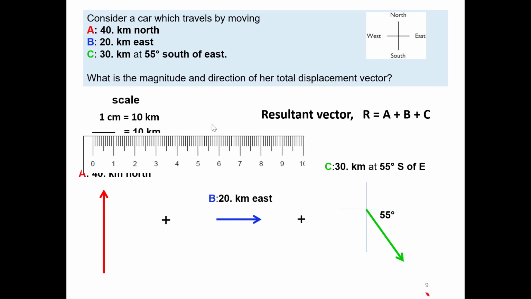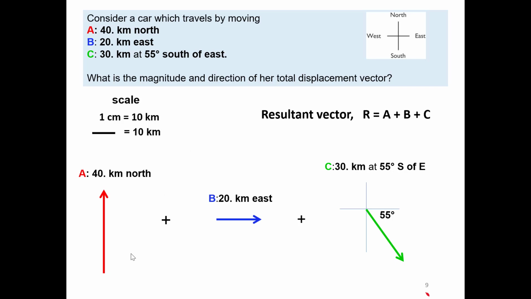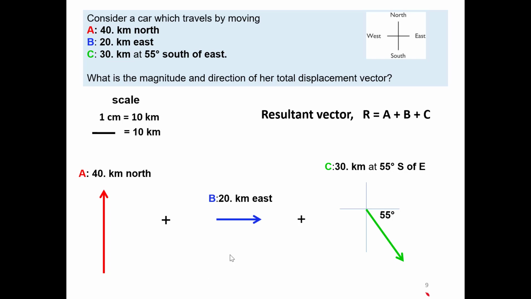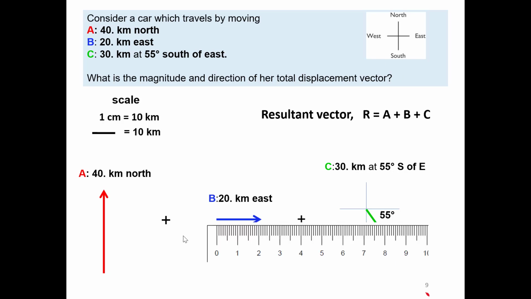For that we will use a ruler to measure the scale. To draw the first vector, which is in the north direction, we know it's in this direction, then we will use the ruler and we will say 1, 2, 3, 4 corresponds to 40 kilometers. For the second vector, we will do the same. It's in the east direction, then 20 kilometers corresponds to 2 centimeters. Then 1, 2 centimeters. Then we draw the second vector.